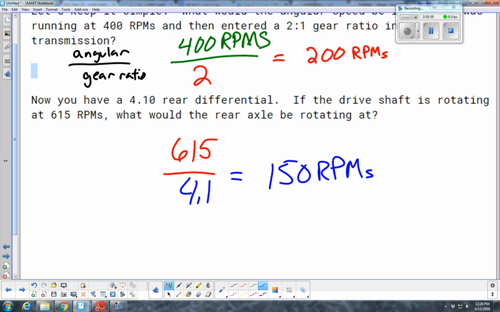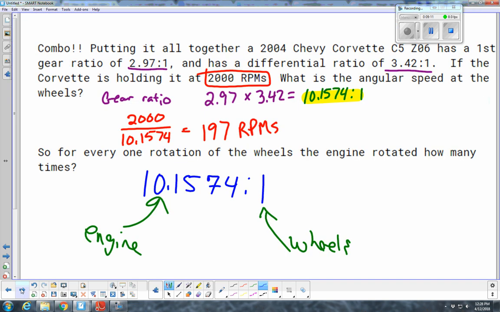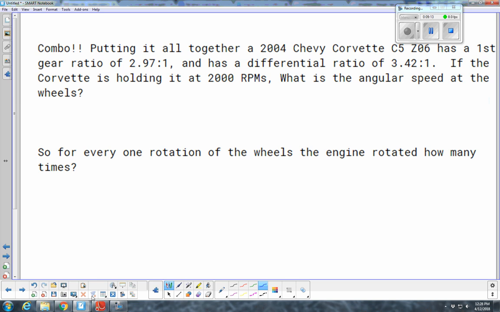So we did an example with the transmission. We did an example with the differential. Guess what we're going to do now? Combo. Put them together. Okay. So, well, answers. No more answers. Okay. So, get out of here. You didn't see that. All right. So, combo.